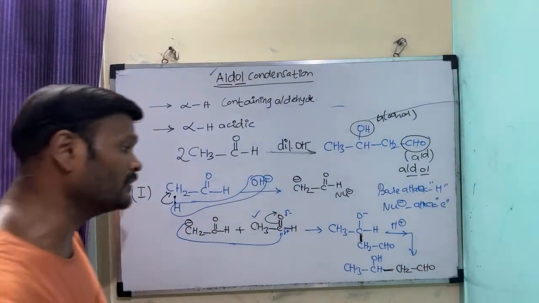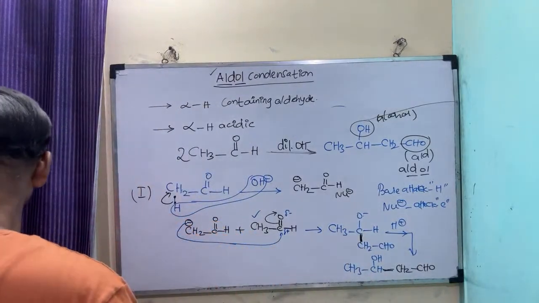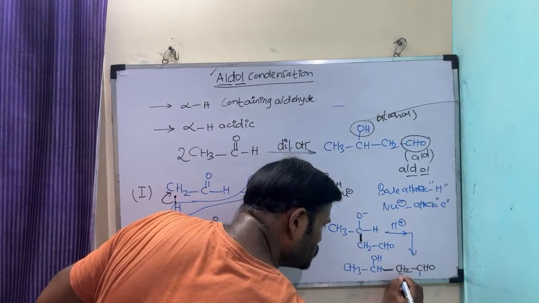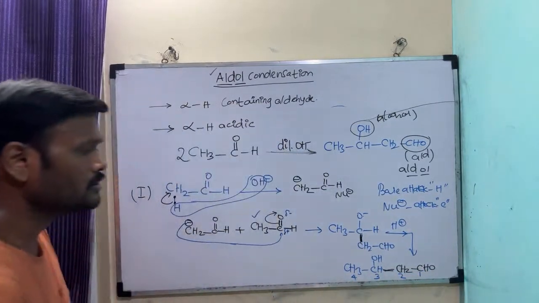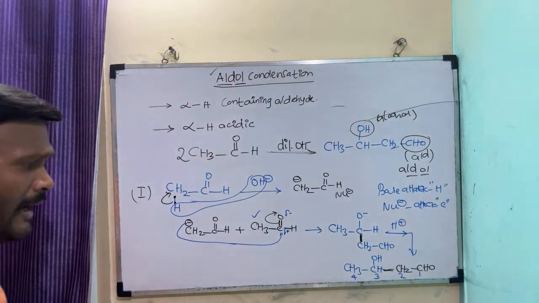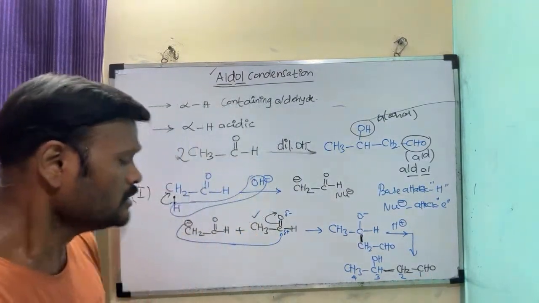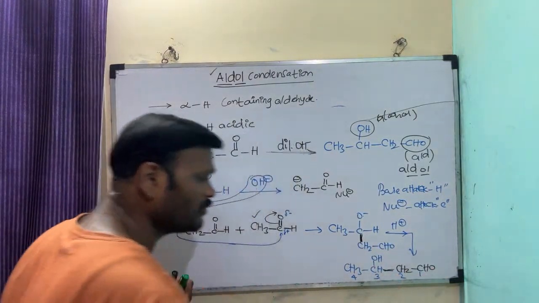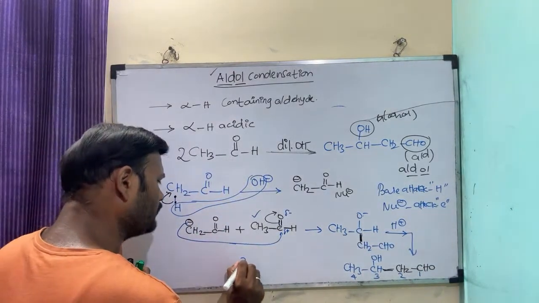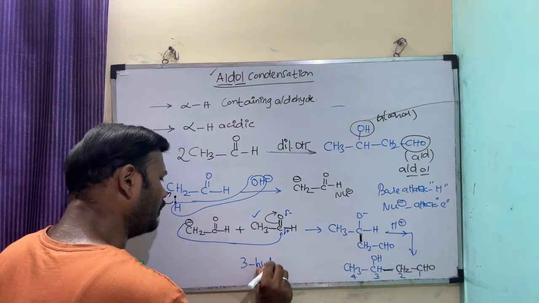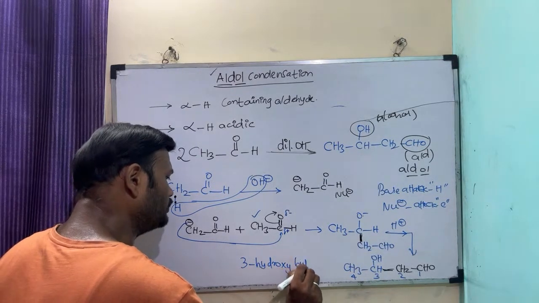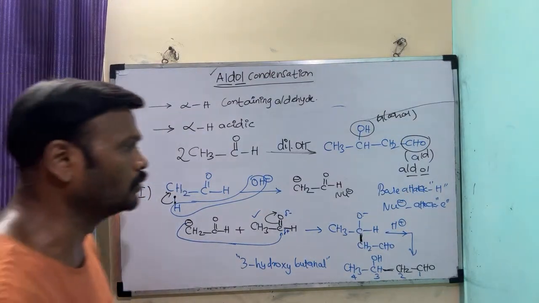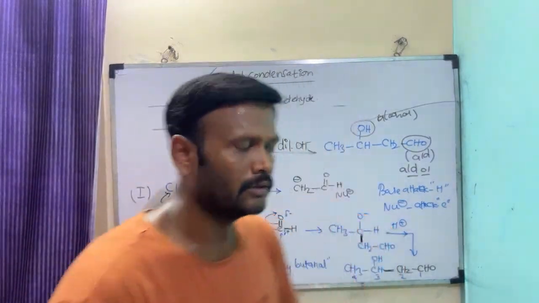What is the name of this compound? It is an aldehyde. The primary functional group is aldehyde, so I can start numbering from here: 1, 2, 3, 4. The aldehyde will get more priority. So here 1, 2, 3, 3-hydroxy. How many carbon atoms? 4 carbon atoms. So the name of the compound will be 3-hydroxybutanol. Clear? 3-hydroxybutanol is the name of the compound. Very, very important. Note it down.